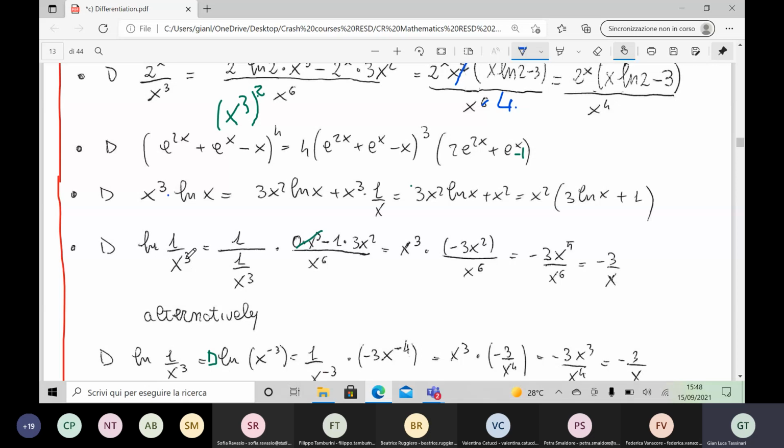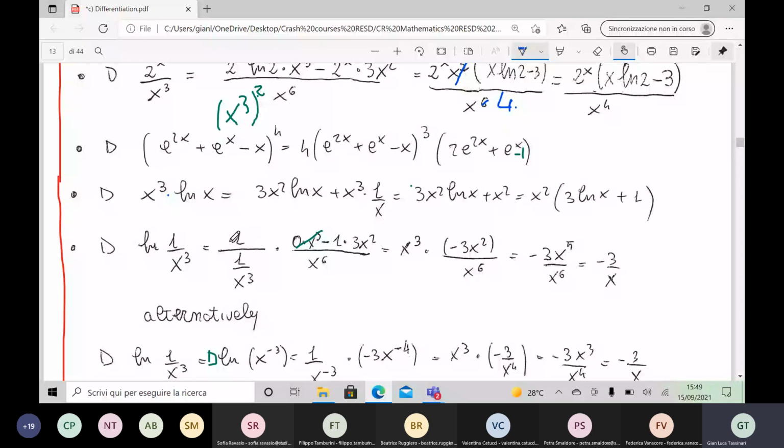So how can you compute this derivative? You have to take the denominator to the power 2. So x to the power 3 to the power 2, which is x to the power 6. In the numerator you have the derivative of 1, which is 0, times the denominator as it is, x to the power 3, minus the numerator, so minus 1, times the derivative of the denominator, which is 3x squared.